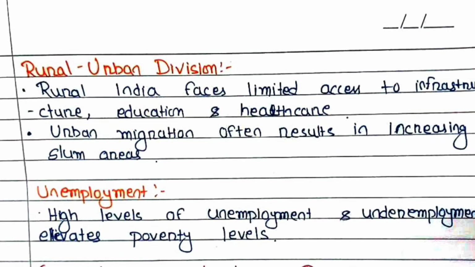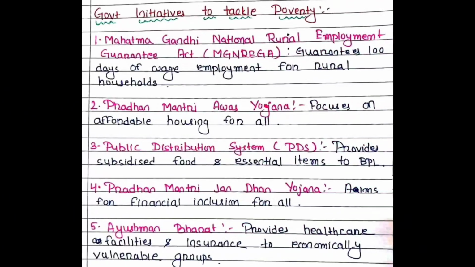Then unemployment. High levels of unemployment and underemployment elevate poverty levels. Many youth in our country have no formal employment. And what is underemployment? When someone is not employed according to his own qualification or skills, it is called underemployment. So the youth of our country face problems like unemployment and underemployment. That's why poverty is also increasing.